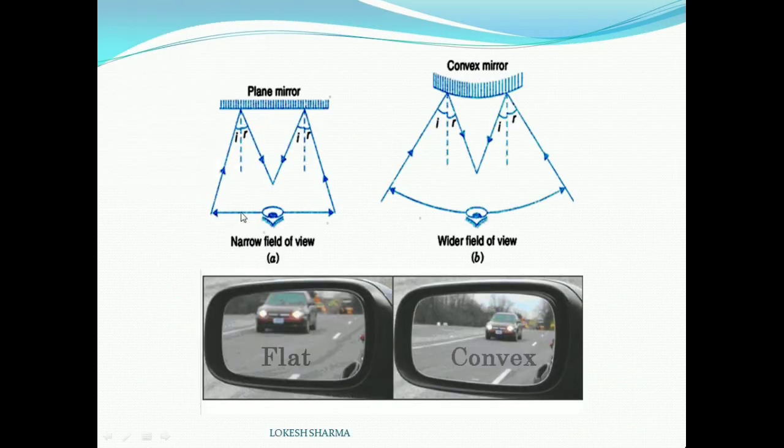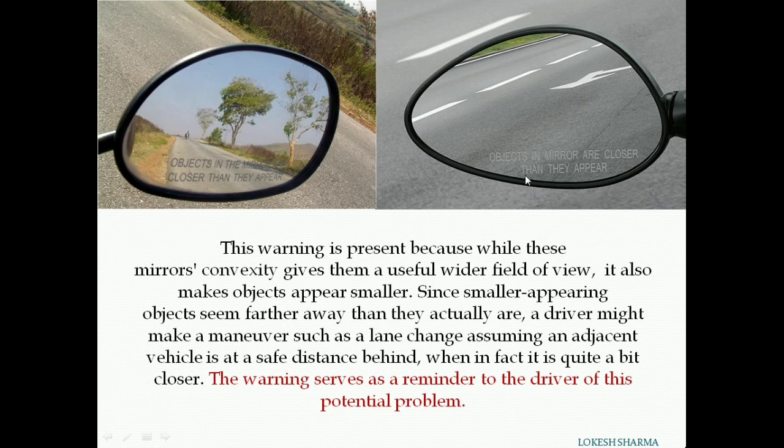In this picture you can see that the plane mirror has a narrow field of view, whereas the convex mirror, being curved outward, has a wider field of view. This image is formed in the flat mirror and this image is formed in the convex mirror. And you can see that in this picture the car appears farther away than in the other picture. Because of this, the warning, objects in mirror are closer than they appear, is written on the rear view mirror. This warning is present because while the mirror's convexity gives a useful wider field of view, it also makes objects appear smaller.